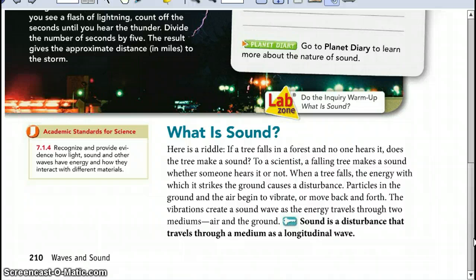What is sound? Here is a riddle. If a tree falls in a forest and no one hears it, does the tree make a sound? To a scientist, a falling tree makes a sound whether someone hears it or not. When a tree falls, the energy with which it strikes the ground causes a disturbance. Particles in the ground and the air begin to vibrate or move back and forth. The vibrations create a sound wave as the energy travels through two mediums, air and the ground. Sound is a disturbance that travels through a medium as a longitudinal wave.